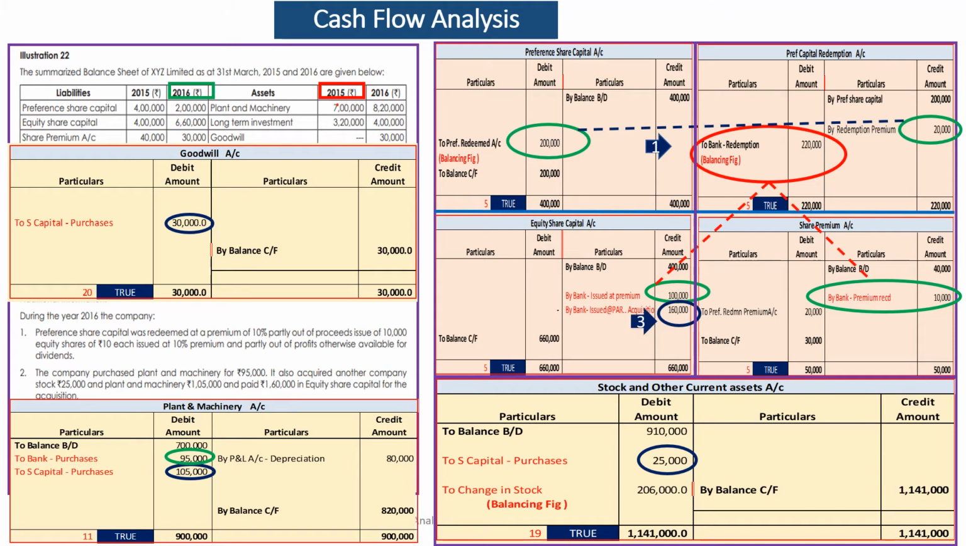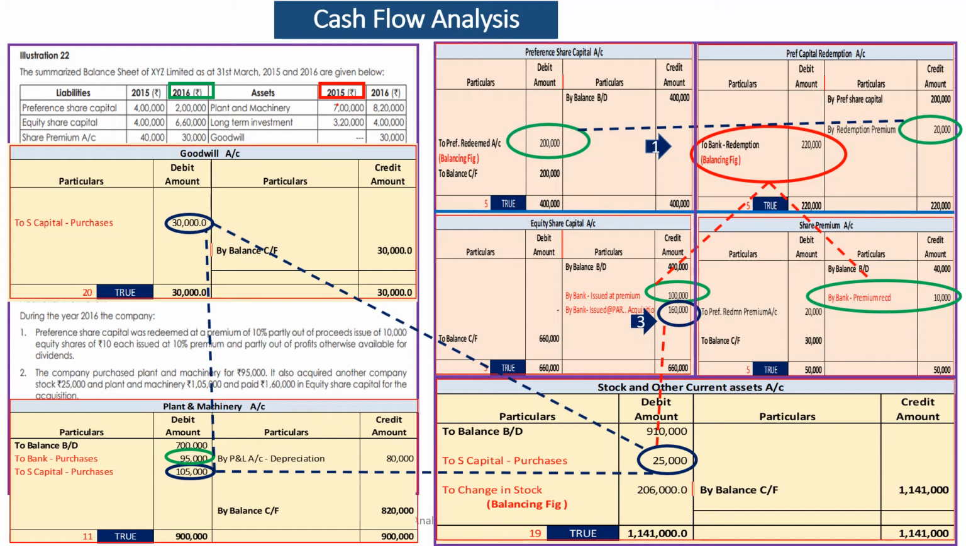Okay. Then number 3, the company paid 1,60,000 against purchase of stock of 25,000 and plant and machinery of 1,05,000, means the balance was goodwill of 30,000. This was the transaction cycle. Addition to fixed assets 1,05,000, additions to current assets 35,000, goodwill fixed assets 30,000, payment made 1,60,000.